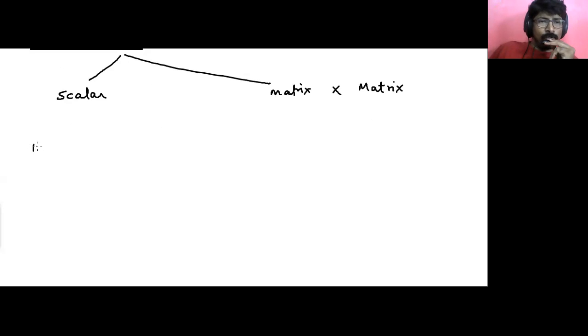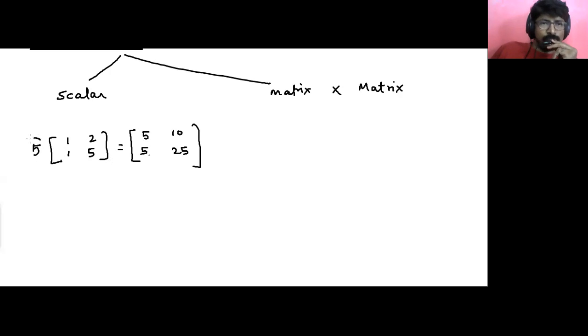Look at this. Let's say the number is 5 into the matrix 1, 2, 1, 5. So how are we going to multiply this matrix? Simple. 5 ones are 5, it will become 5. 5 twos are 10, 5 ones are 5, and 5 fives are 25. So this is called scalar multiplication. So this is called K or scalar, multiplied with the matrix.